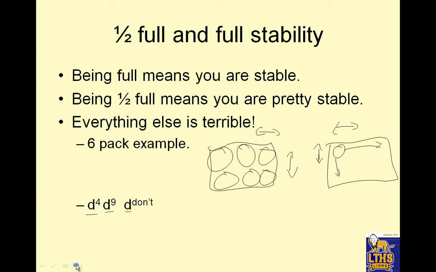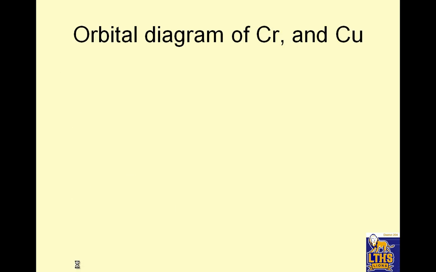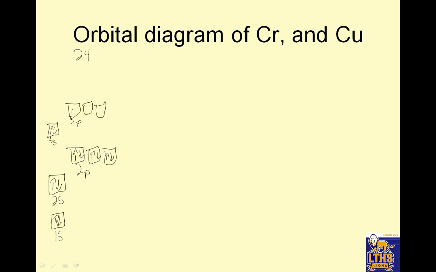D4, D9, D don't. You want to write that down, and let me show you where that comes from. Chromium and copper. Chromium has 24 electrons. So for the orbital diagram of chromium, I'm going to do 1s, 2s, 2p. Remember p holds 6, so that's 3 orbitals, 1, 2, 3, 4, 5, 6. Then 3s, up, down, 3p, up, up, up, thank you, Hund, down, down, down, and then 4s, and what comes after 4s is 3d, and it has 5 orbitals.